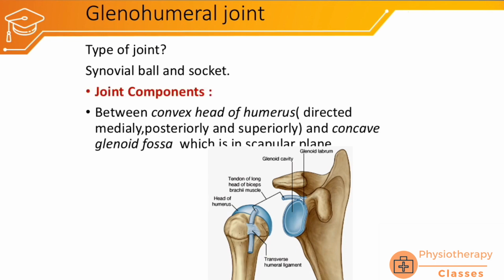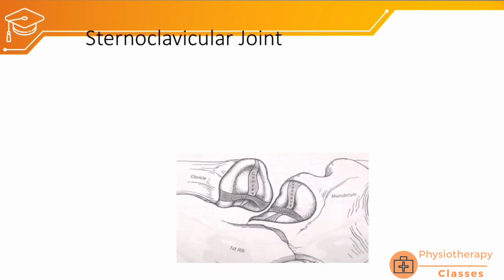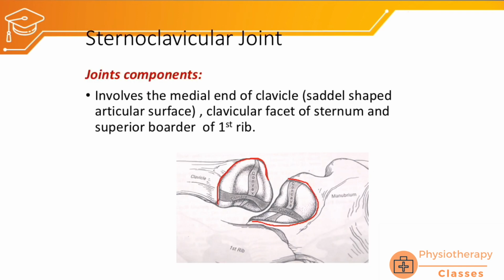The joint components that form the glenohumeral joint are the convex head of the humerus, which is directed medially, posteriorly and superiorly, and the concave glenoid fossa. The next joint is the sternoclavicular joint. Its components are the medial end of the clavicle, which is saddle shaped, and the clavicular facet of the sternum, which also is saddle shaped.